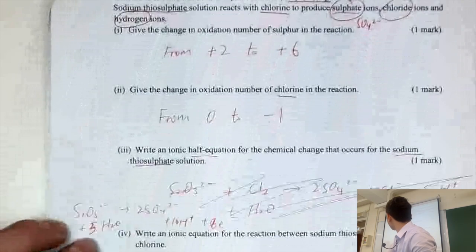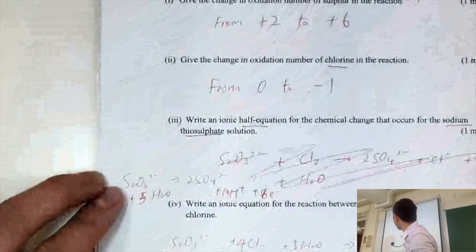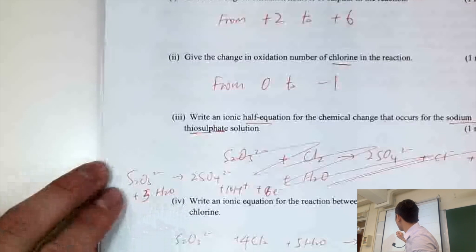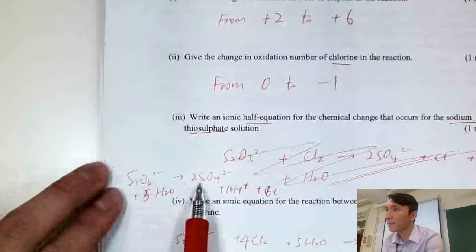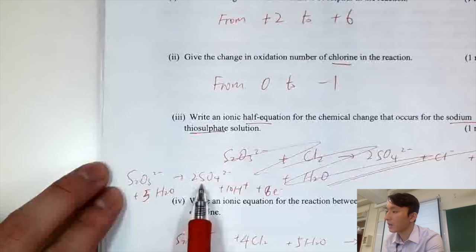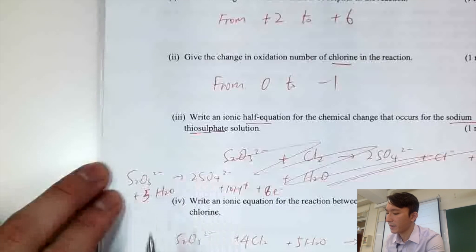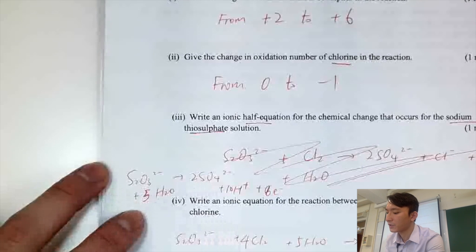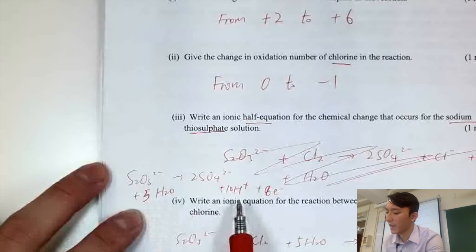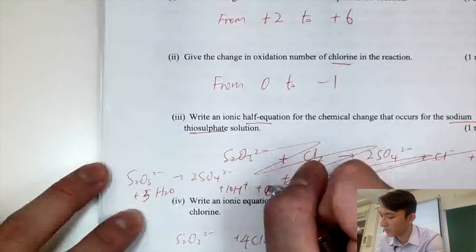So for thiosulfate, it is S2O3 2 minus to SO4 2 minus. First of all, you balance the sulfur, so you have to put a 2 here, because there are 2 sulfur here, and then you balance the oxygen. Oxygen on the right hand side is 8, on the left hand side 3. So you put 5 H2O on the left. And as you put 5 H2O on the left, you get 10 H plus, 10 hydrogen atoms. So you add 10 H plus on the right hand side, and then balance it with 8 electrons.